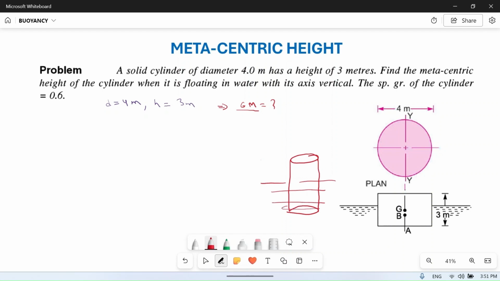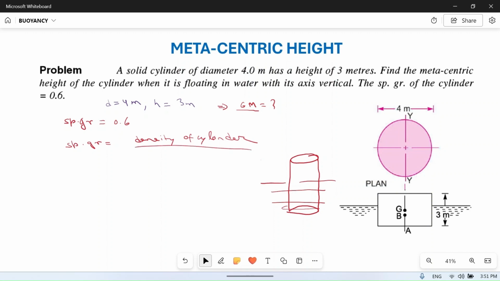The specific gravity of the cylinder is 0.6. Now what does it mean? What is the formula for specific gravity? Specific gravity is equal to density of cylinder, this means the material of the cylinder, divided by density of water. This is the formula for specific gravity. We have to divide by density of water.